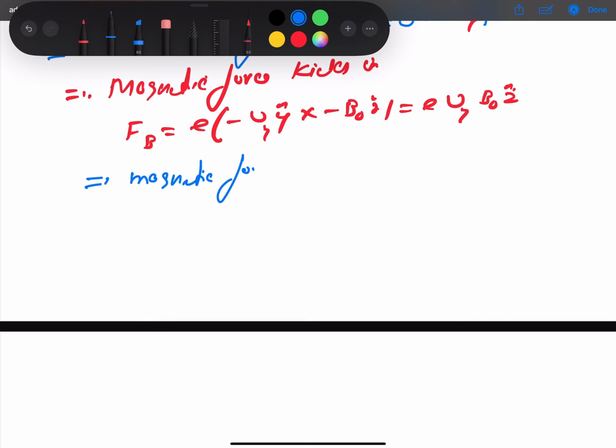Magnetic force now has a plus z component unit vector, and no y component. So the particle still continues to move in the minus y direction, but slightly curves into the z direction.